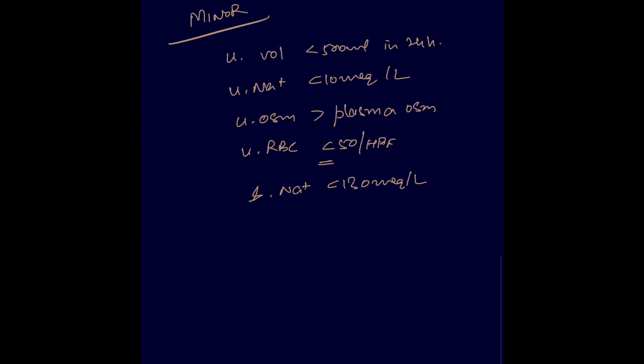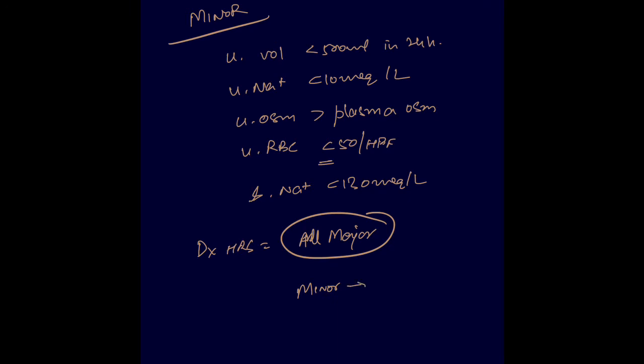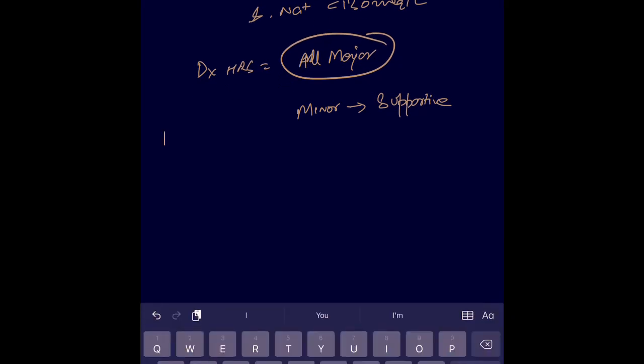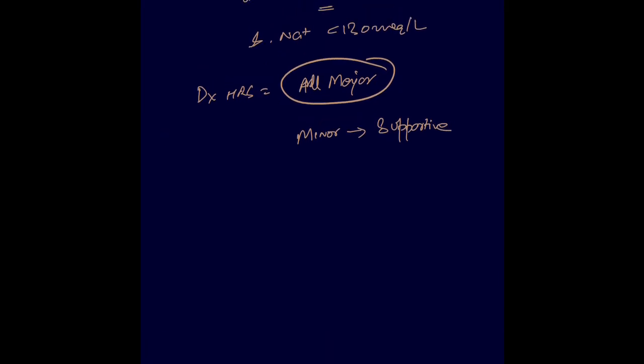However, to make a diagnosis of HRS, all the major criteria are required. All major are required, and minor are only supportive. That is, they support your diagnosis of HRS. Okay. So now, what is the diagnostic approach? How do we approach the patient of HRS?